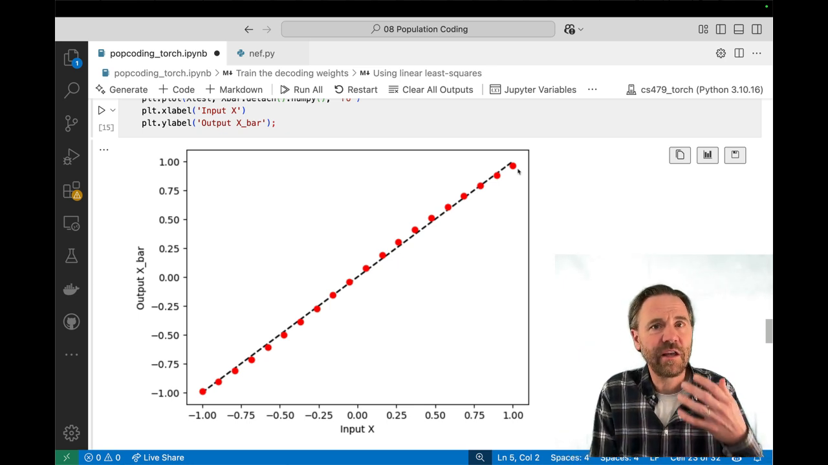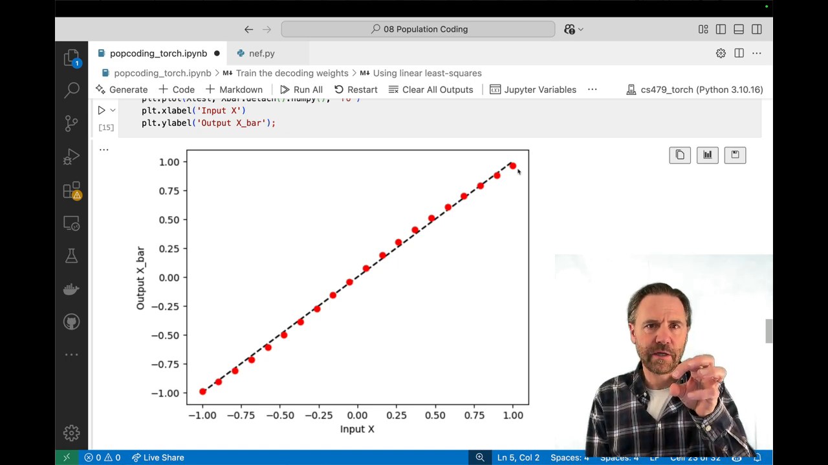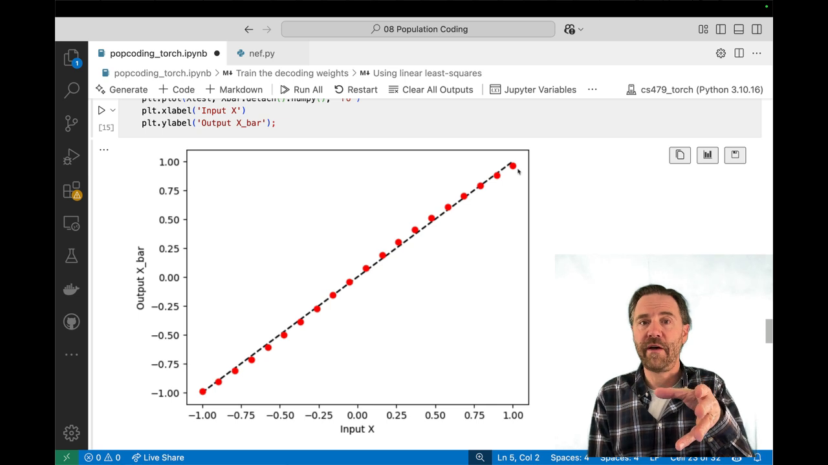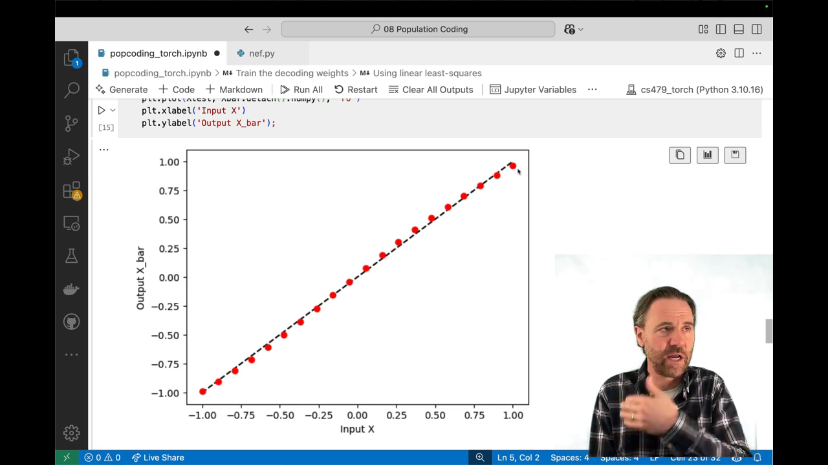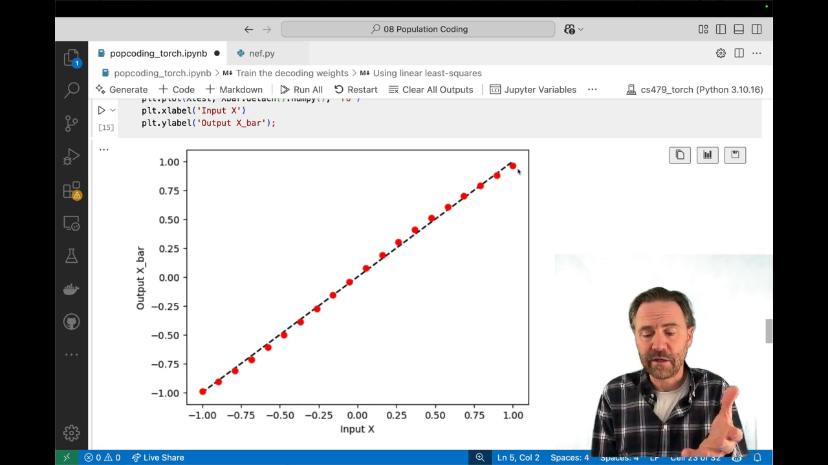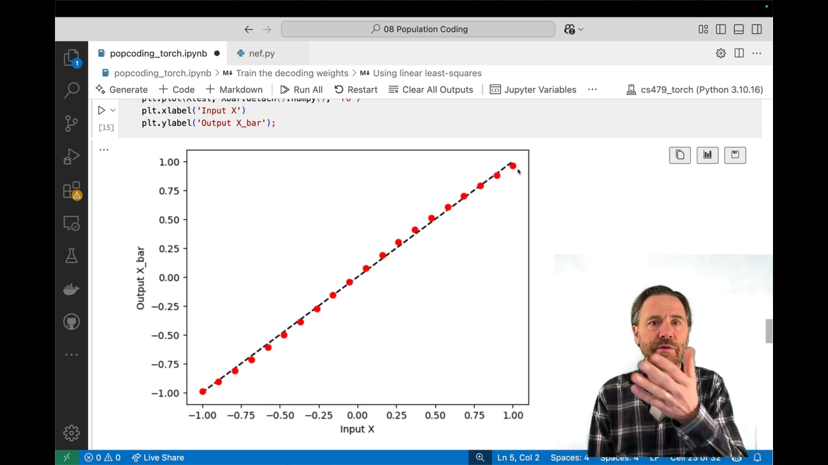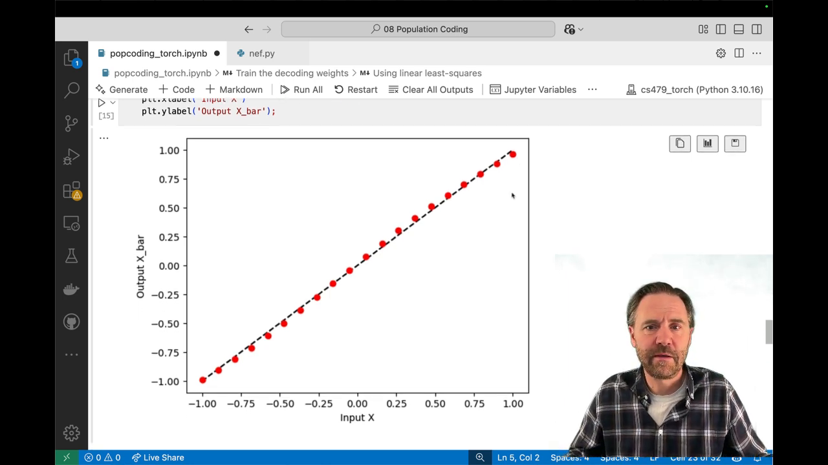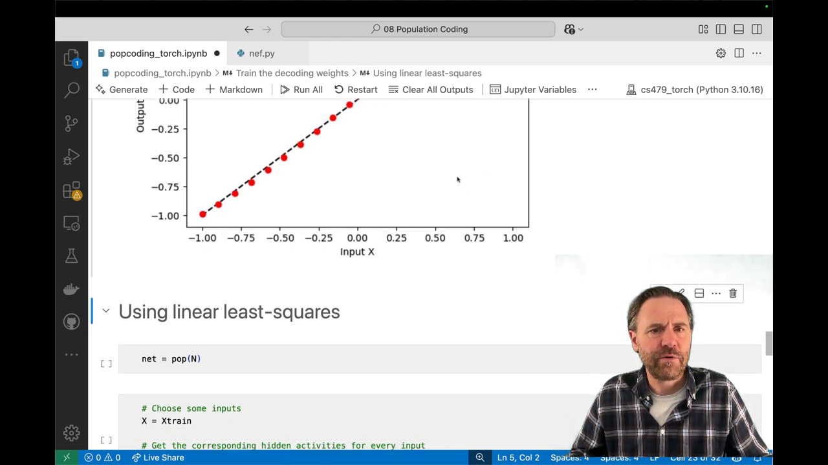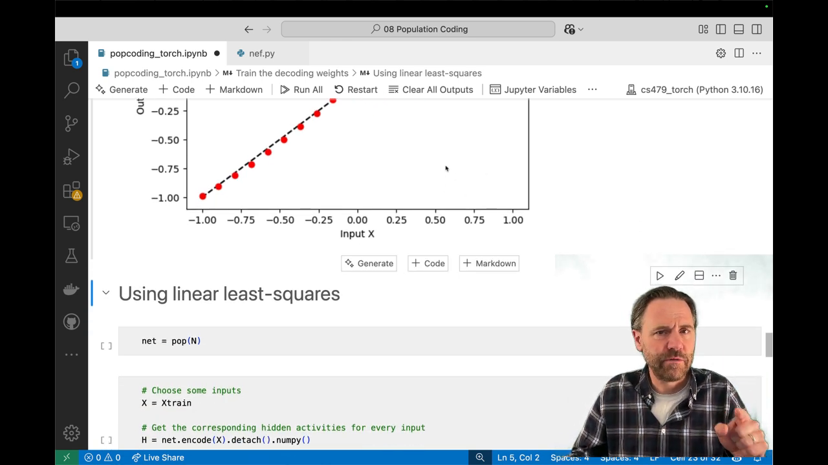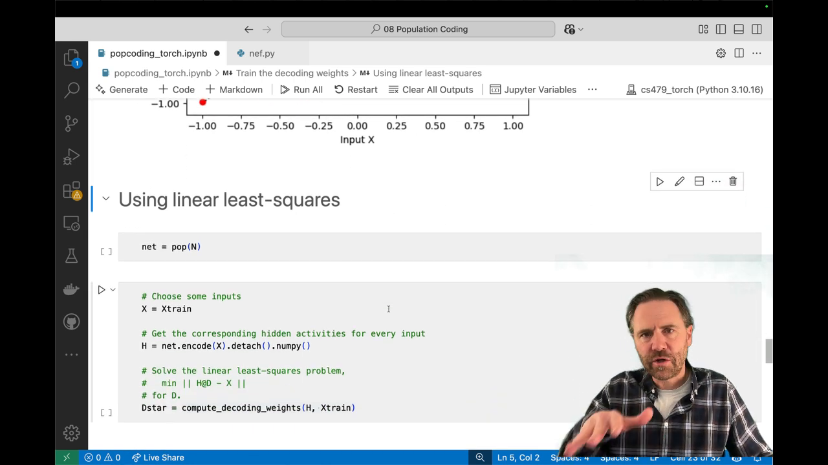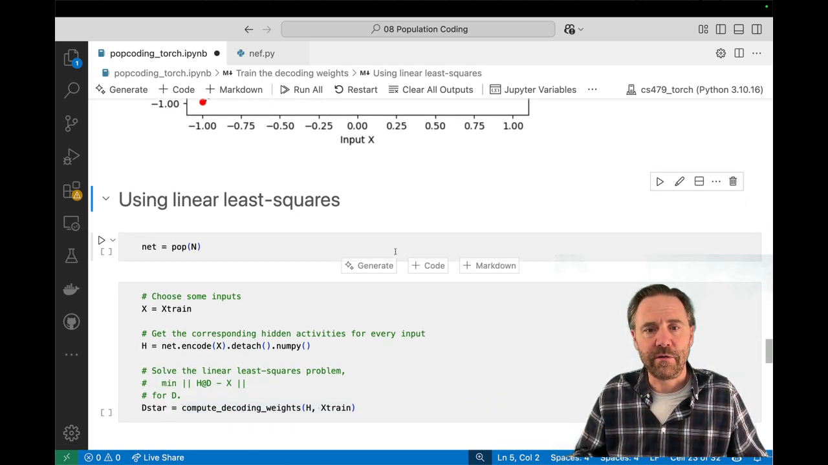So now we can actually think of the collective activity of a population of neurons as encoding a particular value, and we know how to decode that value. So we've sort of taken the mystery out of what this hidden layer is doing. We know how to encode values into it, and we know how to decode values from it. So that was using PyTorch and backprop. But I just showed you how you could use least squares.